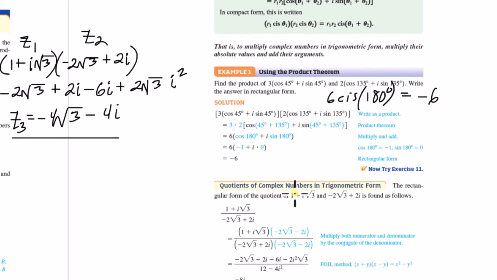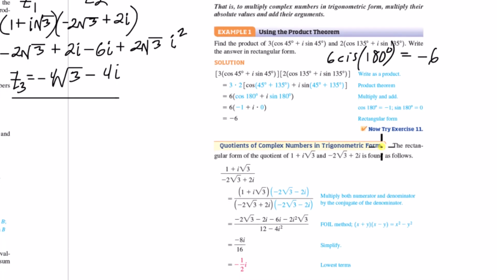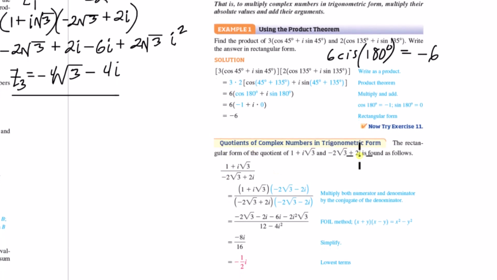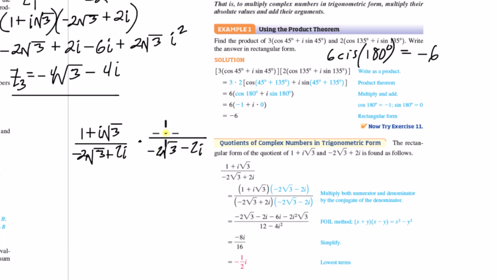Okay, now what about quotients of complex numbers in trigonometric form? Remember, in rectangular form, we had to use the complex conjugate to evaluate this. It wasn't too bad. So let's do that. If we wanted to find this complex number, Z1, divided by this complex number, Z2, we multiply by 1 in the form of the complex conjugate of the denominator. Remember, for the complex conjugate, you just change what's in the middle from plus to minus in this case. You don't worry about this sign out front here. So minus 2 root 3 minus 2i.